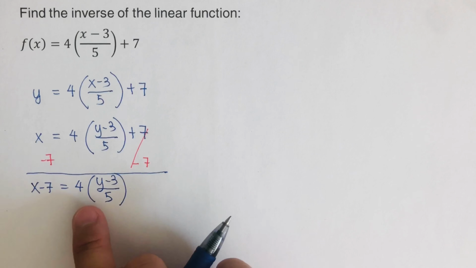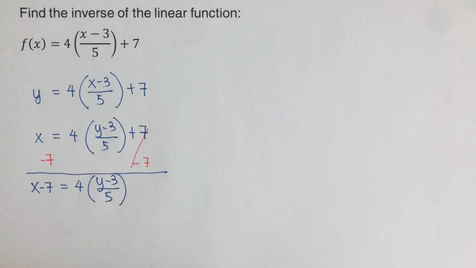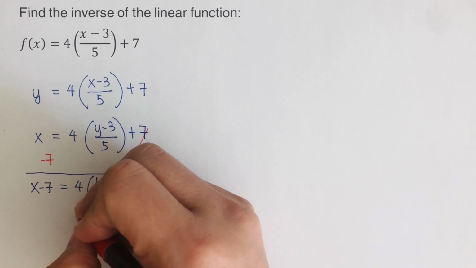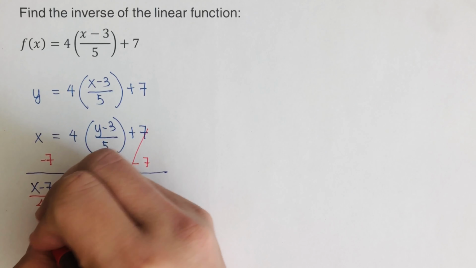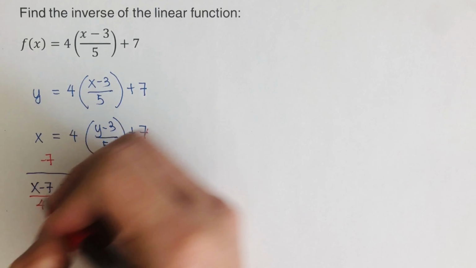So again, our target is to come up with y by itself on this side. So what I'm going to do here is that I can divide both sides by 4, so I can get rid of the 4. So I divide this by 4, so I can cross that out. So we are left with x minus 7 over 4 is equal to y minus 3 over 5. So we can continue the work up here.